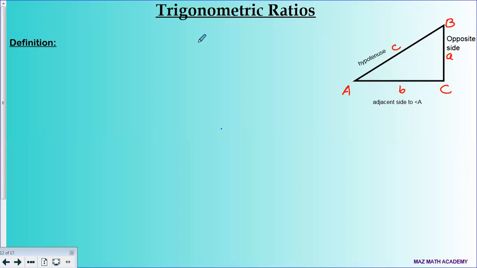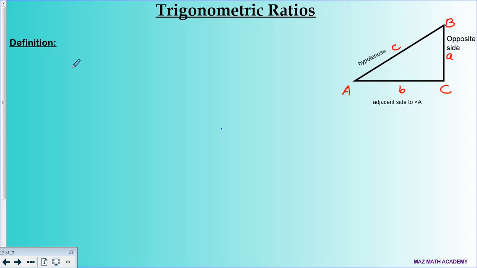Today we will learn about trigonometric ratios. As you know, trigonometry is a very interesting and useful branch of mathematics. Trigonometry is used to find lengths, heights and distances. So first we define trigonometric ratios.